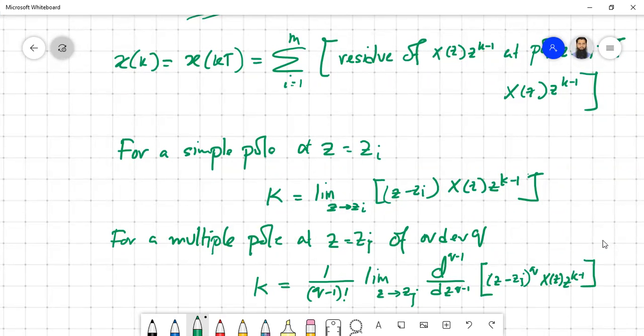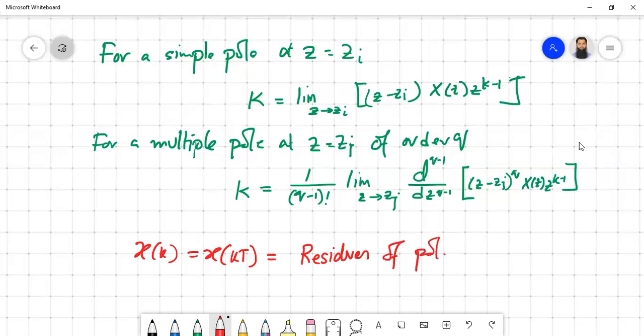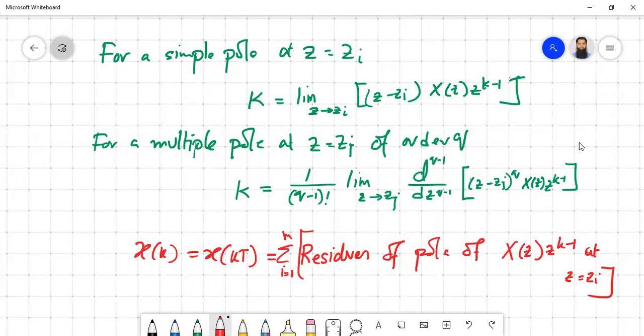Okay, so this is how you calculate the residue if you have multiple poles of multiplicity q. So the bottom line of the inversion integral is that x(k) or x(kT) is simply figuring out the residues of the poles of the function X(z) z to the power k minus 1. If you can find the residues and then make a summation of that, at z equal to zi, that will give you the inverse z transformation.